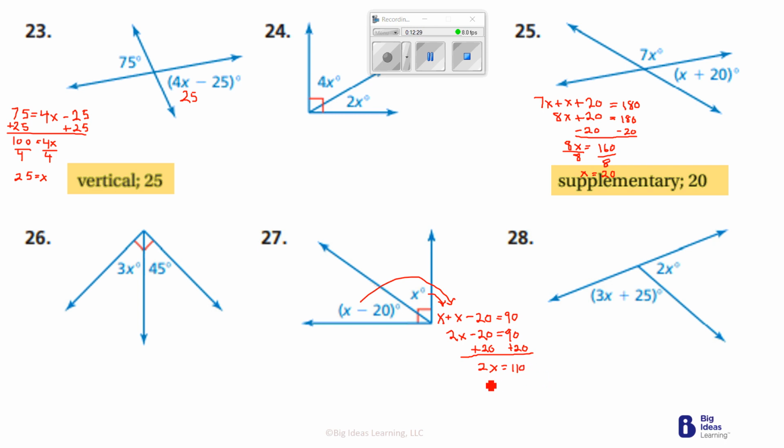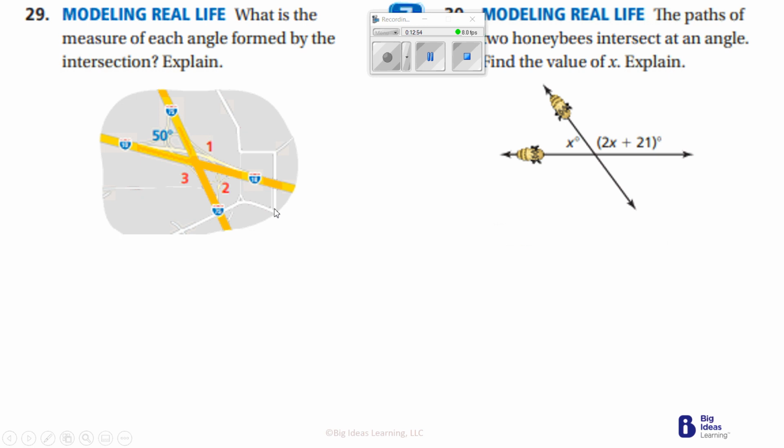And now I realize I'm going to have to divide 2x by 2 to get x by itself, which means I'll divide 110 by 2. And of course, this is going to give me, I'm going with 55. So x is 55, and these are complementary angles. Complementary, 55. Let's go to number 29.